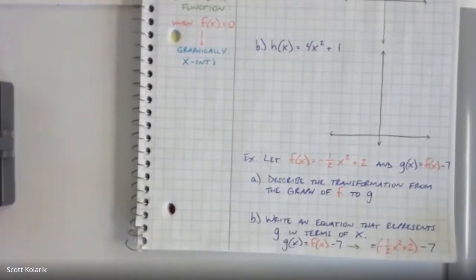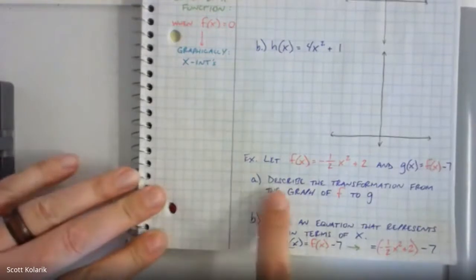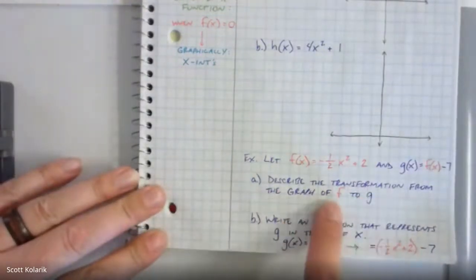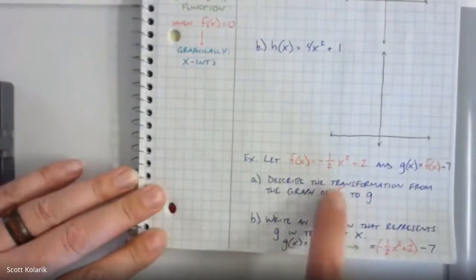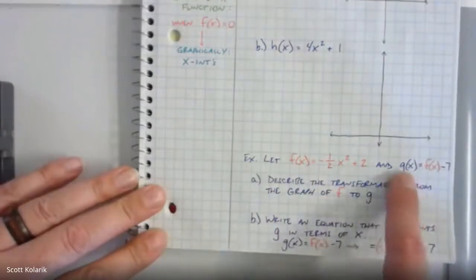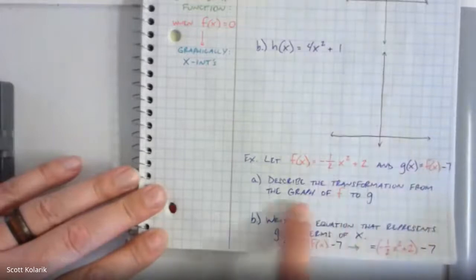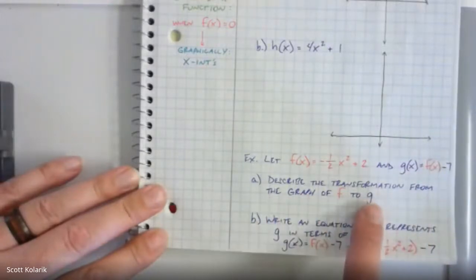So let me just go ahead and jump right to the punchline about what you're looking for. Part A, describe the transformation from the graph of f. I color coordinated on purpose. From the graph of f, this orange one, to g, this purple, the change basically. Describe how it's changing. That's basically what it's saying.